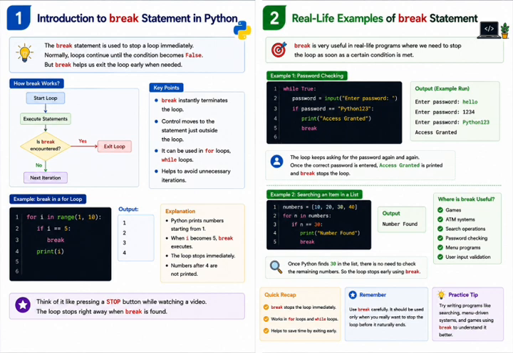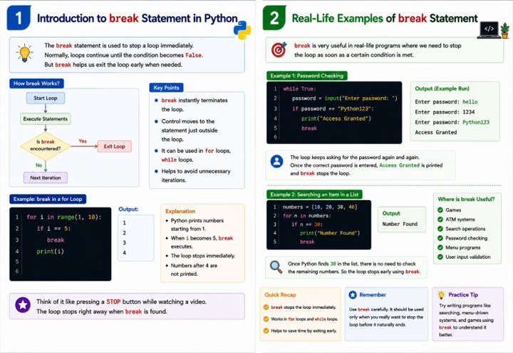The moment Python finds a break statement, it immediately exits the loop. Break can be used in for loop, while loop, and menu driven programs. Let's see a simple example which is given in slide 1. You can see over there the output for the given code is 1, 2, 3, 4.